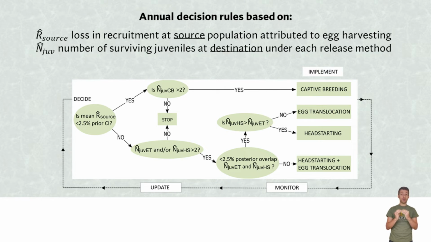For example, if the model estimated that the recruitment dropped below what is considered a reasonable natural variability at the source, then we would discontinue harvesting. If the recruitment was considered satisfactory, so we could go on reharvesting, then we would take the estimates of translocation success to decide which method was more suitable, and so which one we should keep and which ones we should discard. And these decision rules are coded as basically if-else statements.